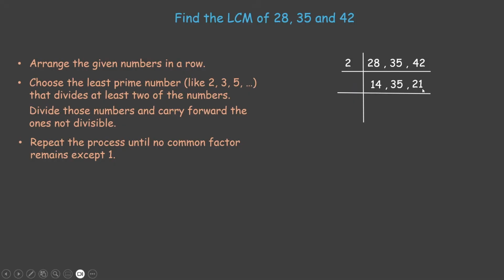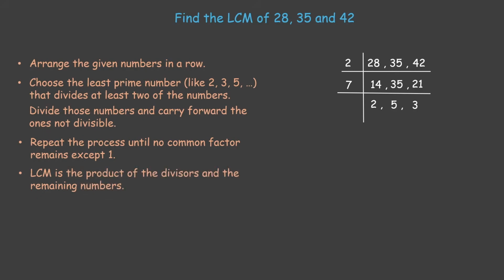All of these numbers are divisible by 7. So we divide them by 7, we get 2. 7 into 5 is 35 and 7 into 3 is 21. Now if we look at these remaining numbers, 2, 5 and 3, all of these are prime numbers. So their common factor is 1. So we stop over here. Now LCM is the product of the divisors and the remaining numbers. So LCM of 28, 35 and 42 is 2 into 7 into 2 into 5 into 3, which gives us 420. So the LCM is 420.